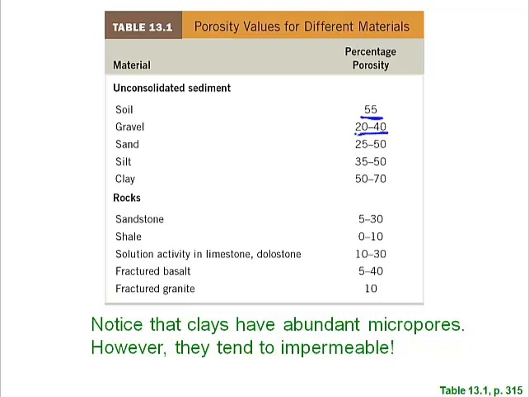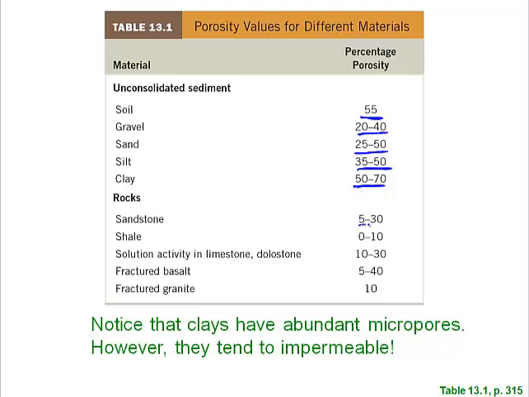Gravel, a little less porous, which is because a lot of those stones take up space. Sand is about the same as gravel, and then silt, about the same as sand, a little less in the low end. And then of course clay, which is the most porous, but actually water doesn't move through it very well because it holds on to that water.